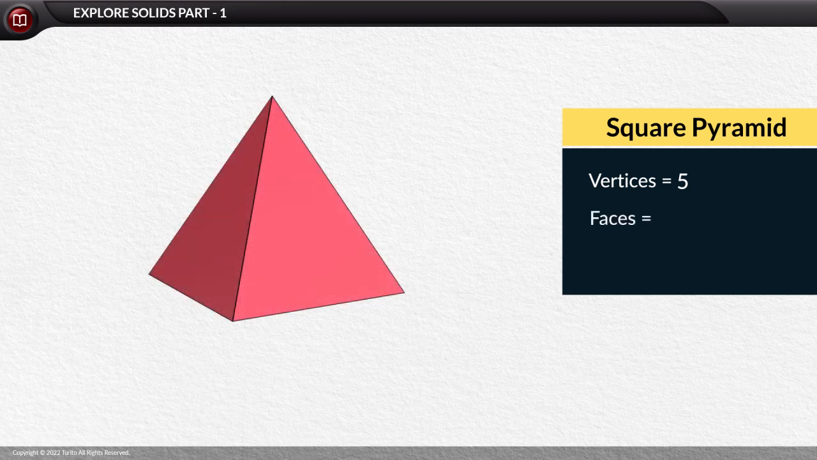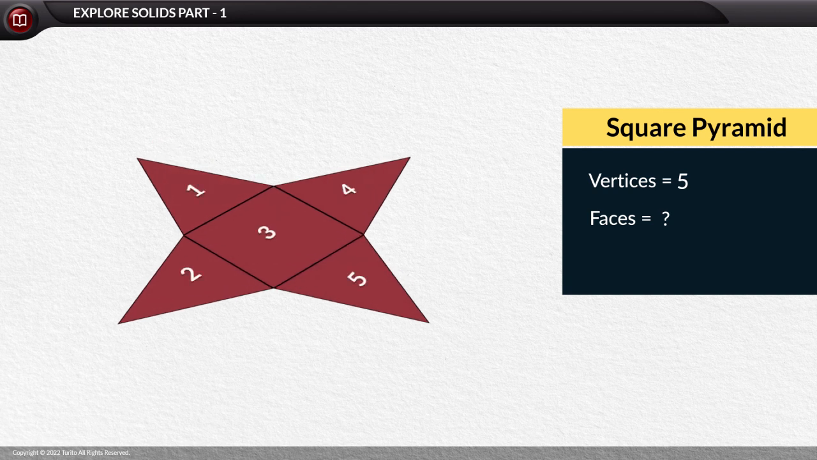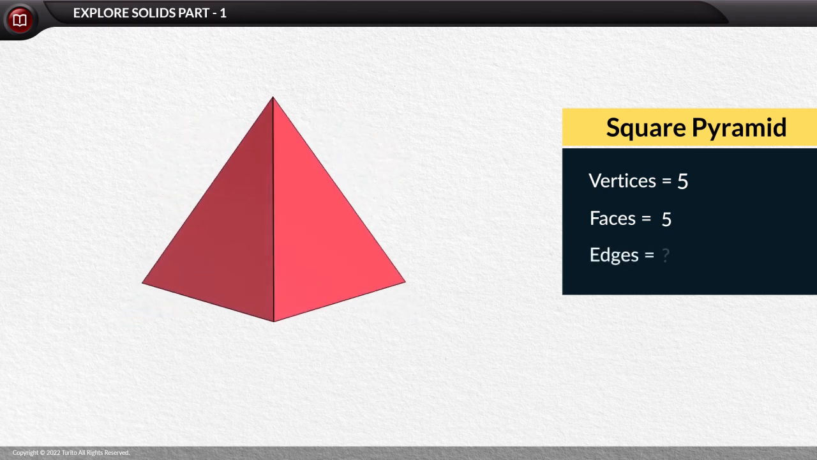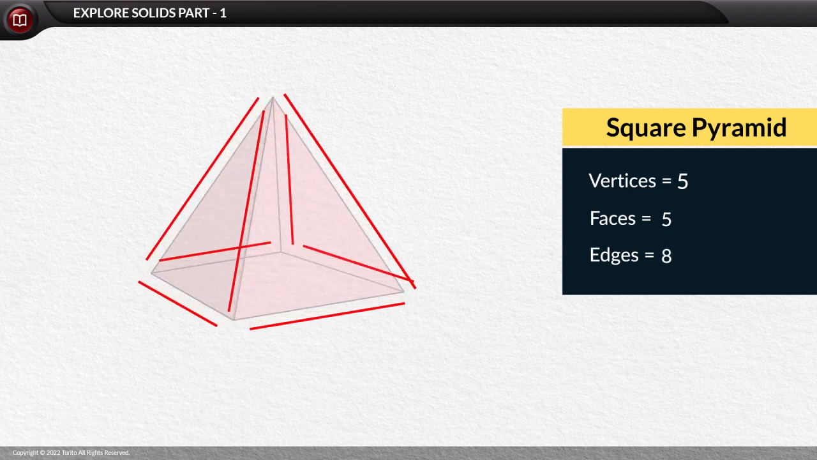Now, if we discuss the faces, how many faces are there in the square pyramid? Pause the video and count it. Correct. Square pyramid has 5 faces. Similarly, we can get the edges of the square pyramid. Square pyramid has 8 edges.